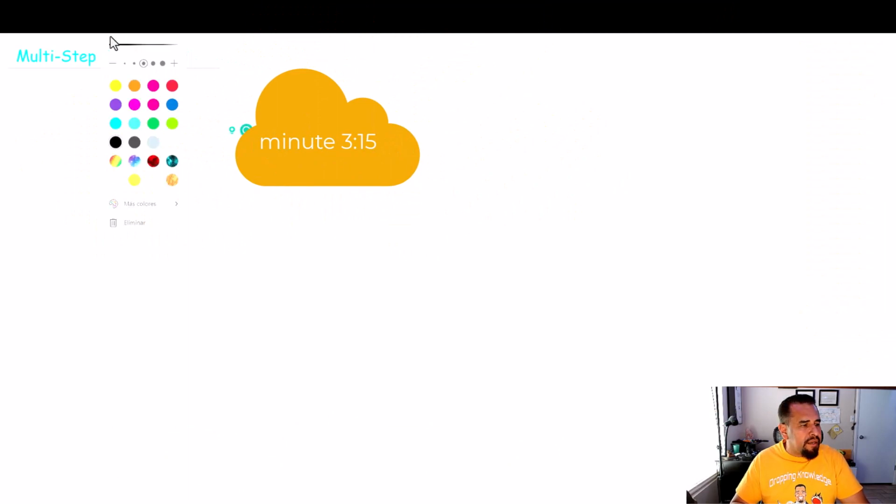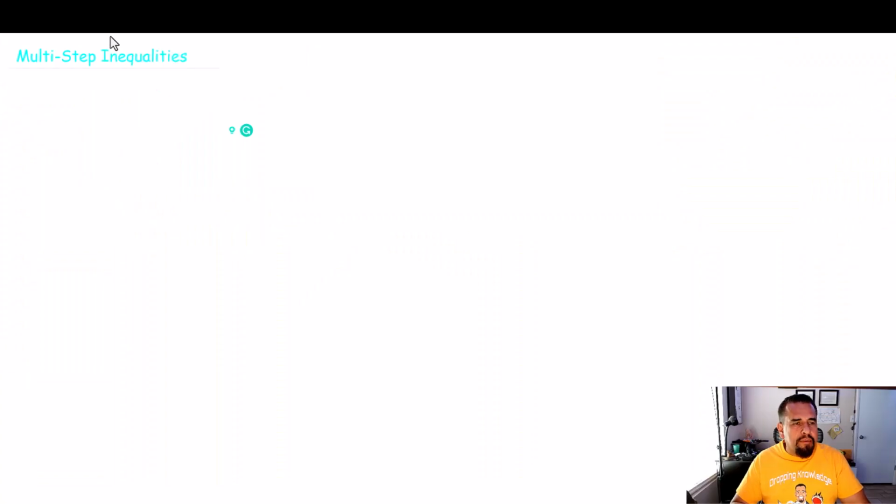So first I'm going to start with the two-step inequalities just to bring you up to date, but if you're already a pro at that, and you just want to see the multi-step, then go ahead and skip forward. For the rest of you, here we go. Y over 6, make sure you're writing this down, plus 7 is less than 9.